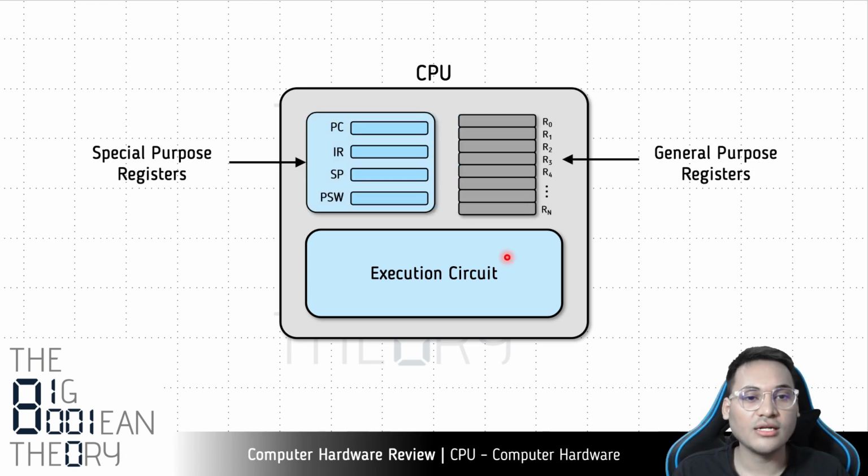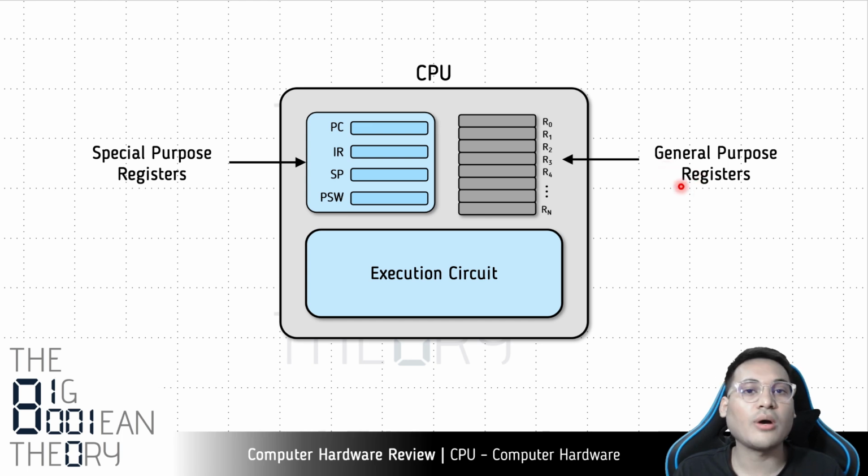Now let us look at registers as well as the execution circuit in some more detail. First, the registers. There are two types of registers. The first one is the general purpose registers, and then we have the special purpose registers. Let us first talk about the general purpose registers. As the name says, they are used for general use, right? When the CPU is executing instructions, these instructions are manipulating some data, and these data are called operands. First of all, these operands have to be fetched from memory, and they are fetched into the general purpose registers.